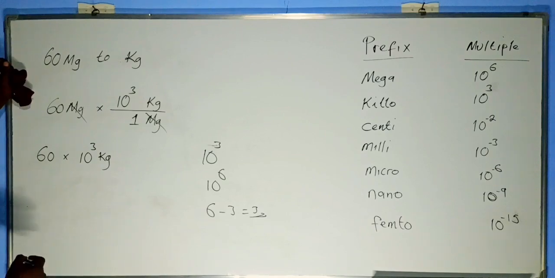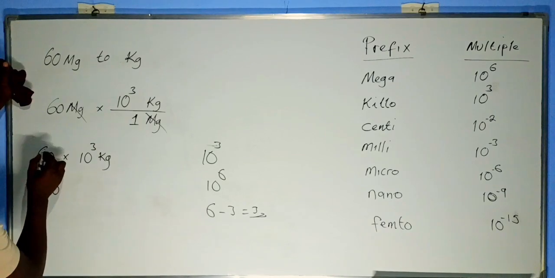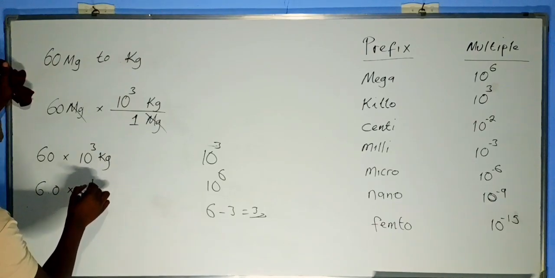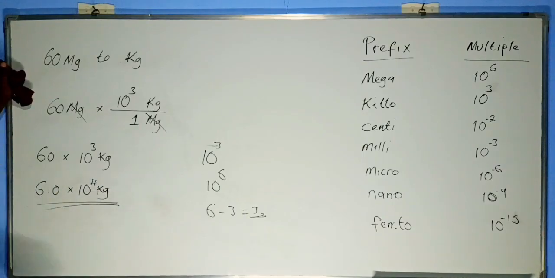Again, to write it in standard scientific notation, we'll say this is 6.0 when we move our point, times 10 to the power of 4 kgs. So this will be our final answer for that one.